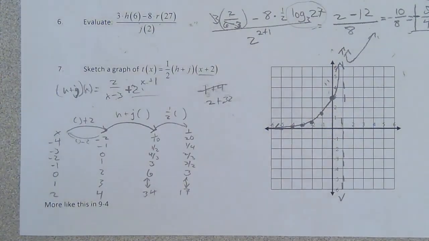Okay, so not a perfect graph, but it demonstrates how I can use just points plugged in there to get an idea of what the shape is. I wanted to make sure that I put the 3 in there because I knew it was going to cause a domain problem. All right.